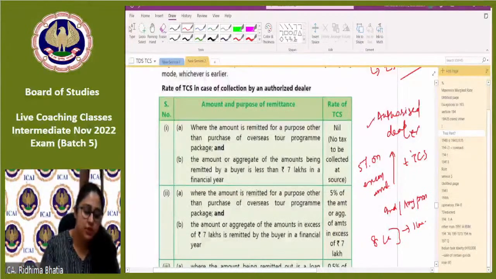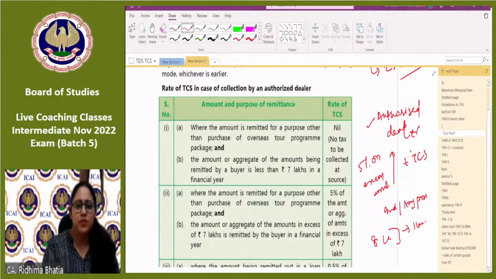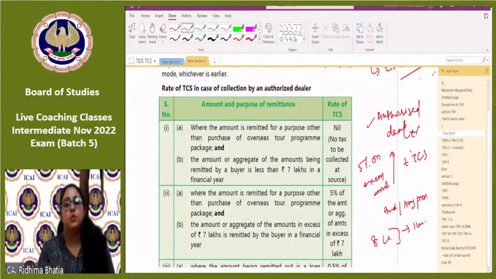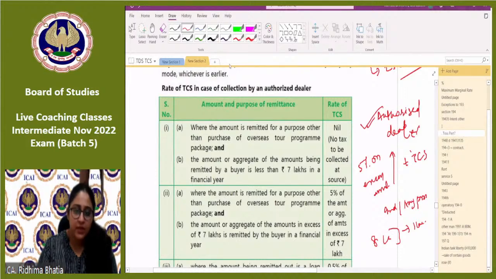These sections 206C 1G and 1H are very new sections developed in the last 2-3 years. Again, the government wants to cover all the channels through which they can get information on money flow in the economy, right? How is money going from one part to another? So this is one way where they collect TCS. If you're remitting more than 7 lakhs, they will collect TCS on the excess amount. I'm saying it again and again.